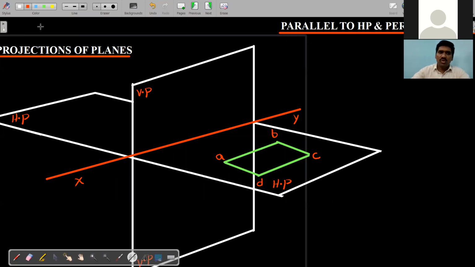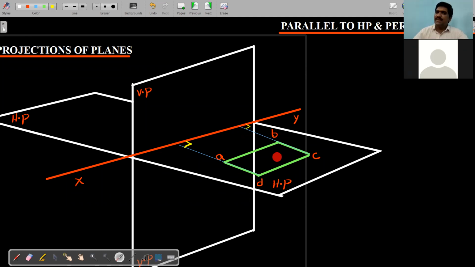Okay. And if you just draw the projector lines in this way and in this way, can I say 100%, all of you, that this angle will be 90 degrees or not? Check, all of you. 90, definitely 90. Am I right? Okay, right. Since the projector lines are perpendicular to the VP, definitely I can say that this is perpendicular to the VP, but parallel to what? HP. You understand the condition, all of you, clearly?